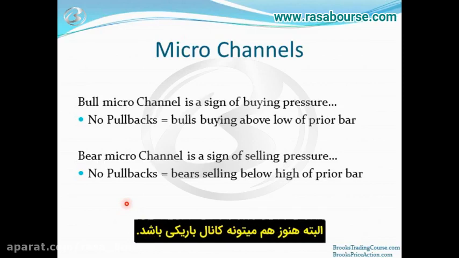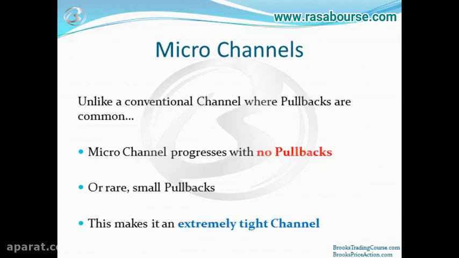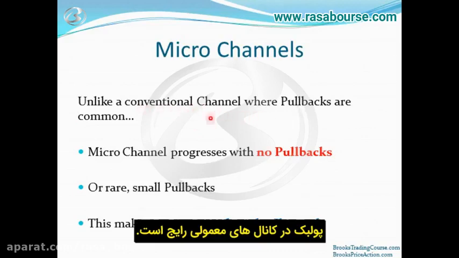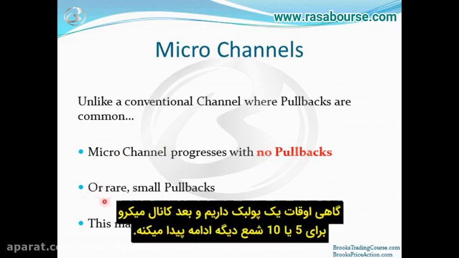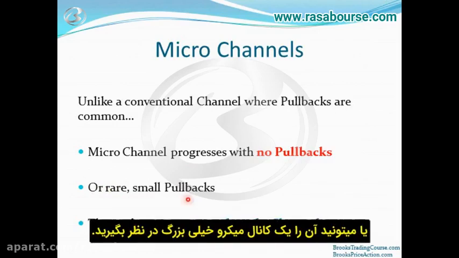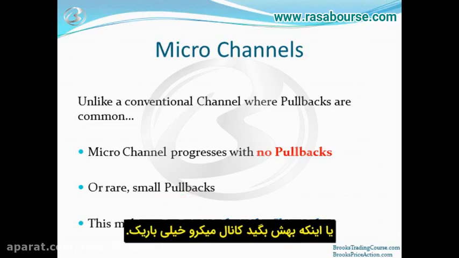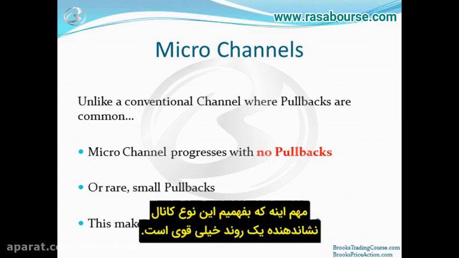It can still be a tight channel, but I no longer use the term micro channel once pullbacks begin. Unlike a conventional channel where pullbacks are common, a micro channel progresses with no pullbacks. Sometimes you'll get one pullback and then the micro channel will continue for another 5 or 10 bars. You can call it back-to-back micro channels, or one very big micro channel, or an extremely tight channel. It doesn't matter what you call it, as long as you understand that it's a sign of very strong trending price action.